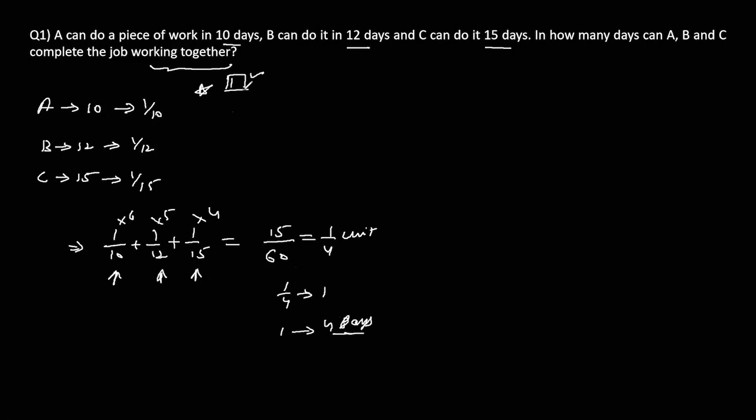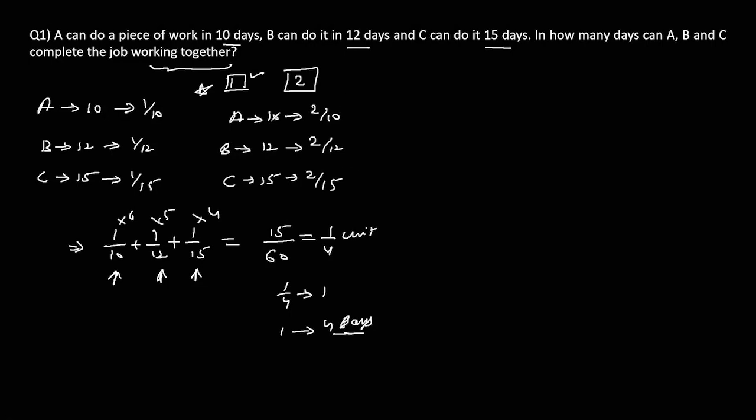Yes, we can, right? So let me just show it to you. If I take 2 as the total unit of work, then what happens? If I take 2 as the total unit of work, then A in 10 days will do 2 units of work. So A in 1 day will do 2/10 units of work, isn't it? B in 12 days again does 2 units of work. In that case, it will become 2/12. And C in 15 days does 2 units of work. So C in 1 day will do 2/15 of the work.